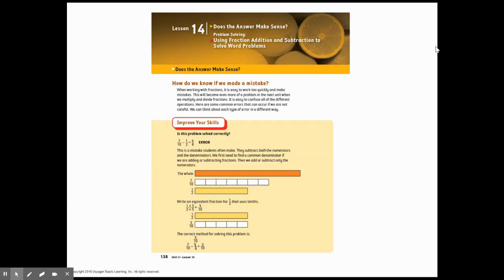Today we are on lesson 14. I'm going to skip over lesson 13. I don't really think it's relevant.